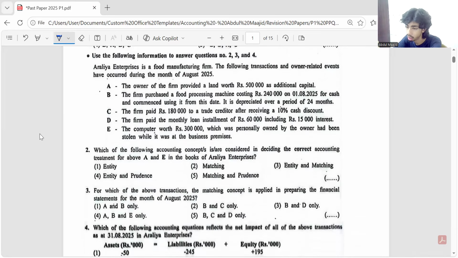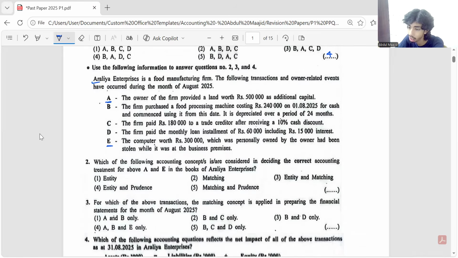Which of the following accounting concepts is or are considered in deciding the correct treatment for above A and E in the books of Aurelia Enterprise? Okay, this is Aurelia's business. They have given a few transactions. The owner of the firm provided a land worth 500,000 as additional capital. Owner's investment is based on entity concept, right? Then E.